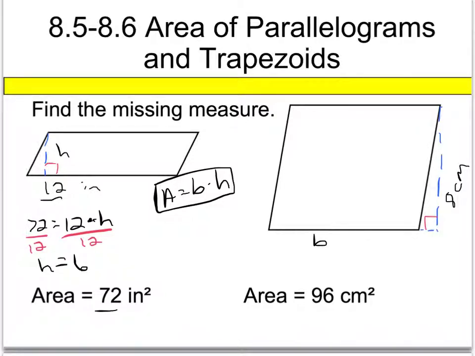Now, notice here we have an area of inches squared. Don't get caught up in that label because remember, we have to take inches times inches. So our height is going to be a singular unit of inches.